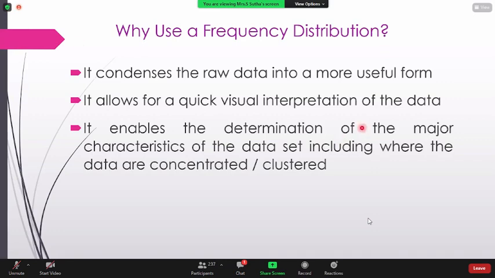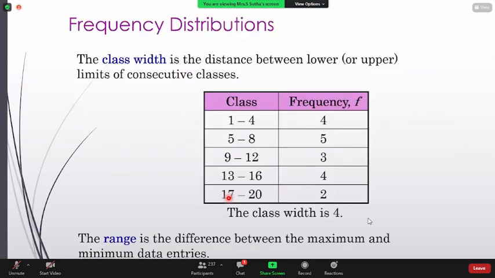Right. So these are the advantages of using the frequency distribution. It summarizes the raw data into a more useful form. It allows for quick visual interpretation of the data. In addition, you are able to determine the major characteristics of the data set, including where the data are concentrated or clustered. Now look at this point, and based on it, can you say where the data is more concentrated in this case?